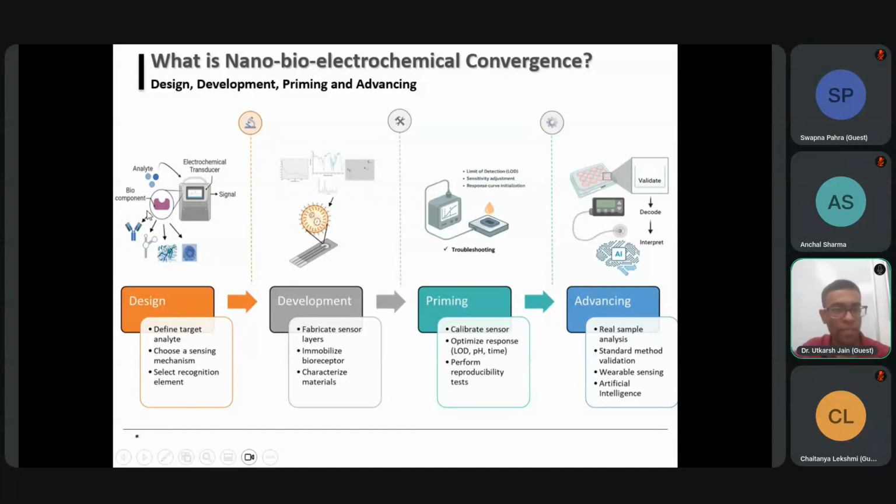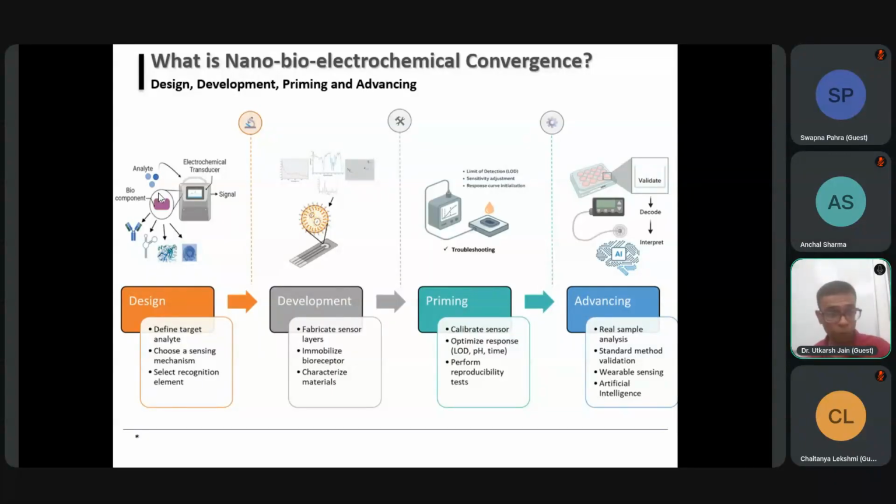So that component is actually a recognizing component of an analyte. Suppose, as I have given you an example of neonatal sepsis, the biomarker can be a C-reactive protein. Then it's a protein, and C-reactive protein should have an interacting partner as a biorecognition element, and that biorecognition element we need to figure out.